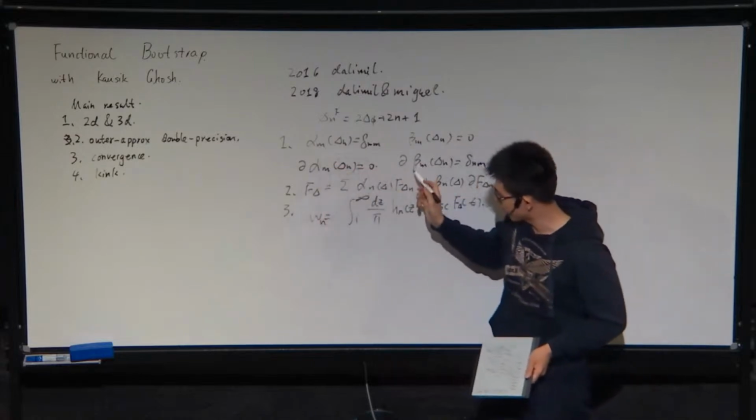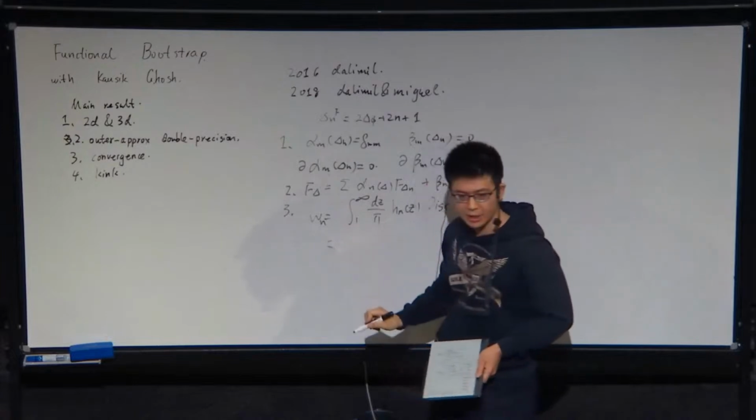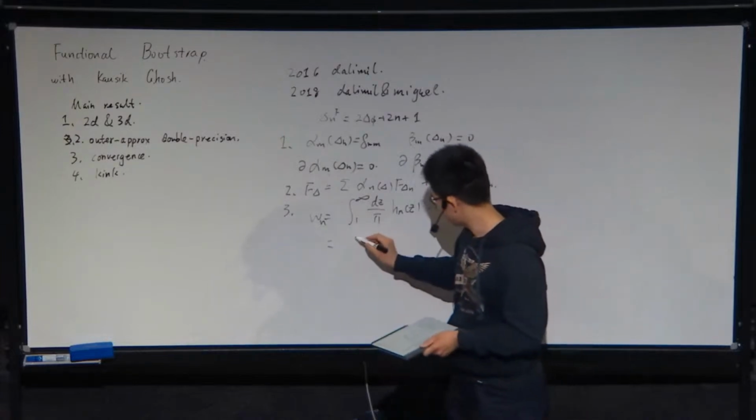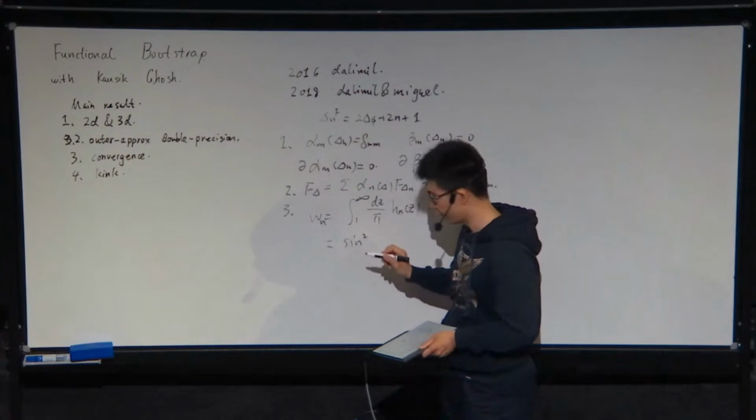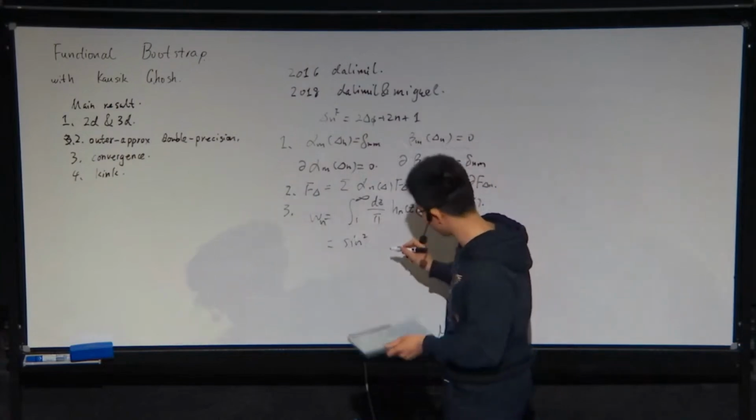Here, W can be alpha and beta. But there is a much better formula to write it down, in terms of sine square, which makes the structure of the functional more explicit.